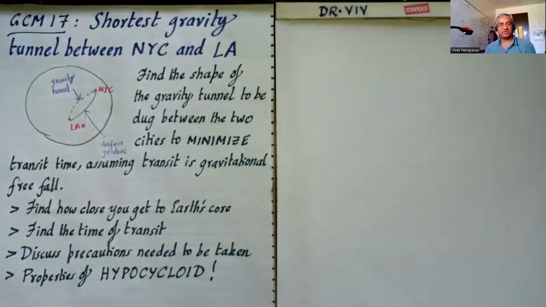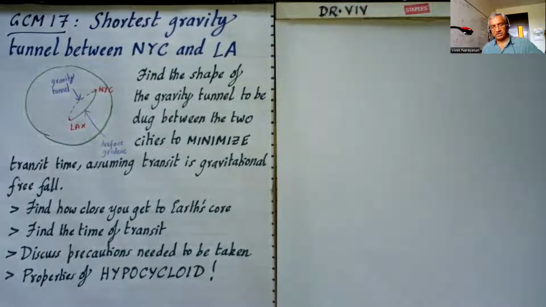There are some assumptions we're going to make along the way. I'll state them. Some of the points of interest are how close you get to the Earth's core, the total time it takes for this process, and some obvious precautions that you need to take. And I gave away the answer. The curve turns out to be a hypocycloid. So we'll also talk about the various properties of that curve.